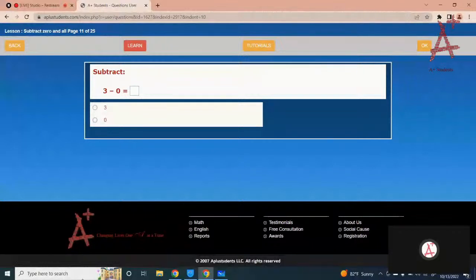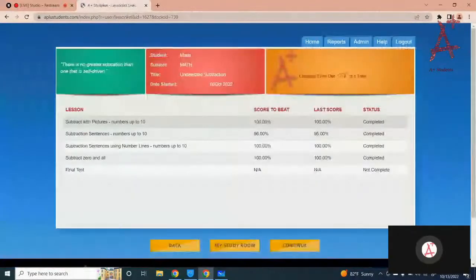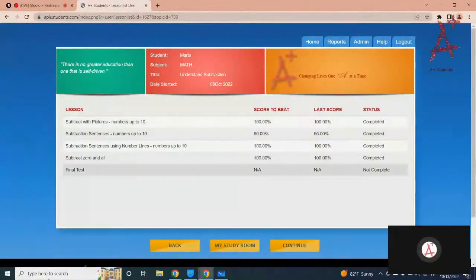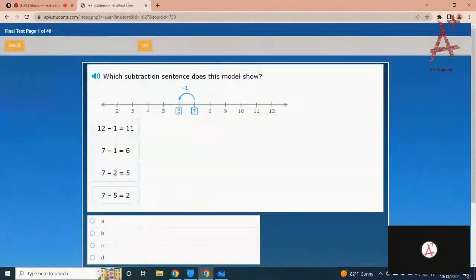Just click on the back button and we have to do the final test for this chapter. Got it? Let's start with the final test of this chapter.